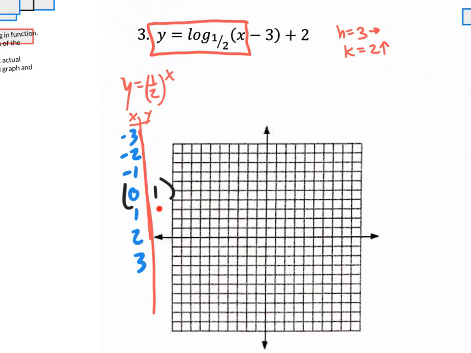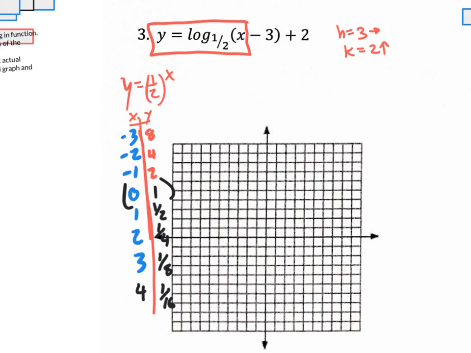And as we go down, we're going to end up decaying it by that decay factor of 1/2. So it goes 1/2, becomes 1/4, becomes 1/8. You can keep going, 1/16, and so on. In the opposite direction, it would be multiplying by the reciprocal of 1/2, which is really multiplying by 2. 1/2 times 2 is 1, times 2 is 2, times 2 is 4, times 2 is 8. So those are the coordinates of y equals 1/2 to the x power.